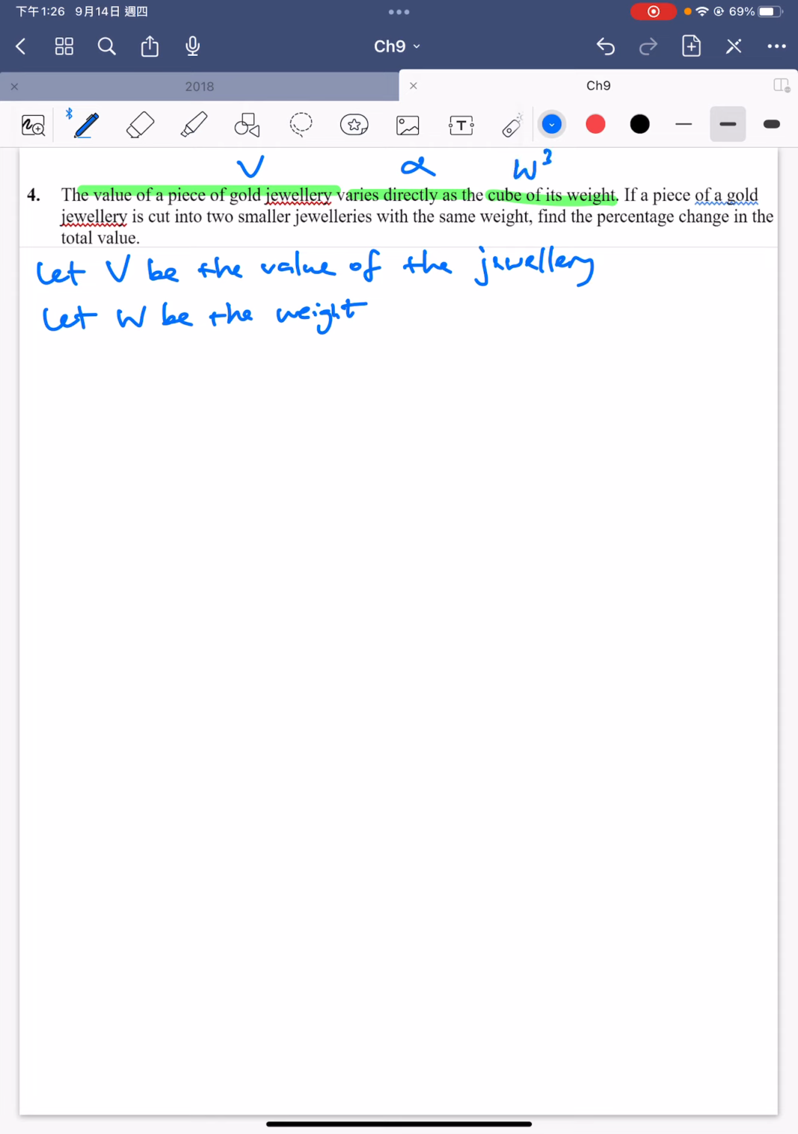So first of all, we can let V be the value of the jewelry, and let W be the weight. Then V varies directly as the weight cubed. So our first relation is V is proportional to the weight cubed, which means you can write it as V is equal to K times weight cubed.